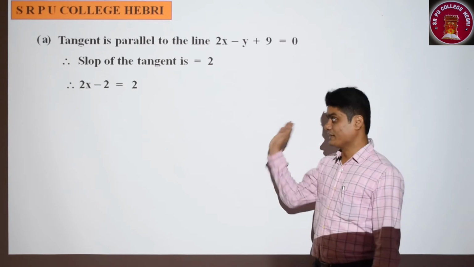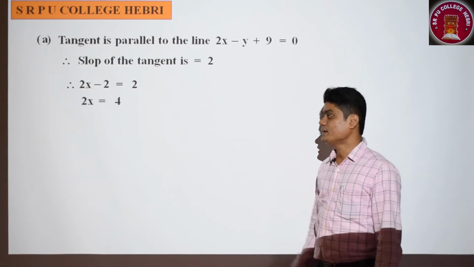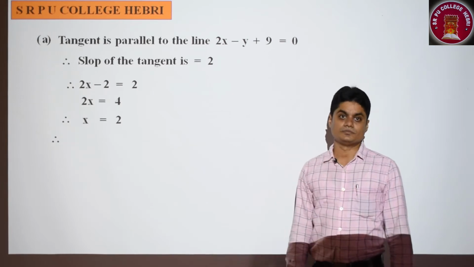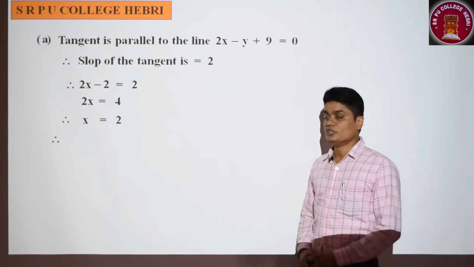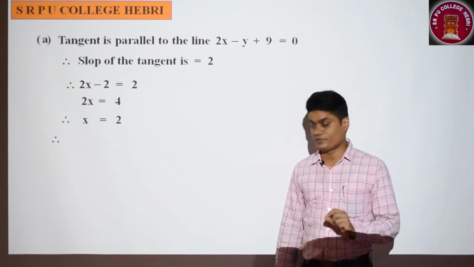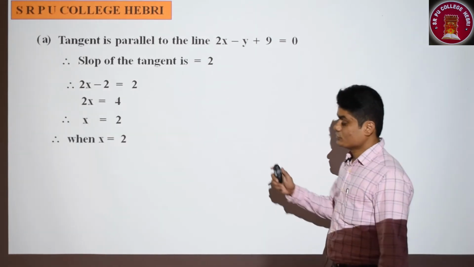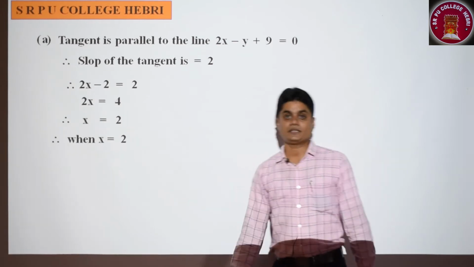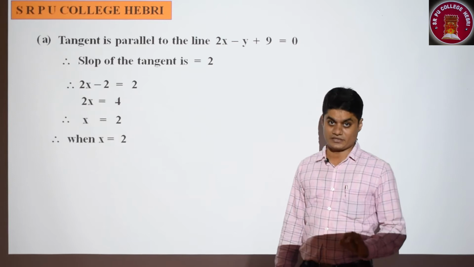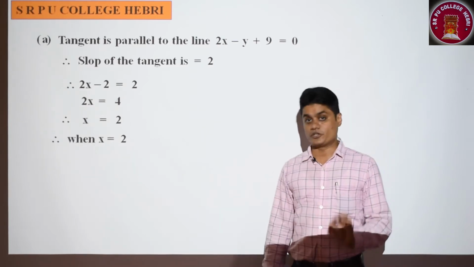So minus 2 you will bring this side. Okay, so cancel. X is equal to 4 by 2, which is equal to 2. X is equal to 2. So this is the x coordinate of the point. Now we have to get the y coordinate of this point, using the value of x is equal to 2.